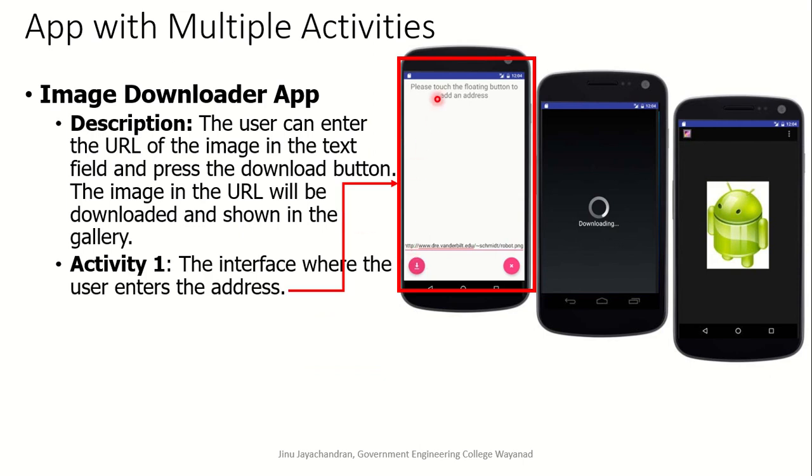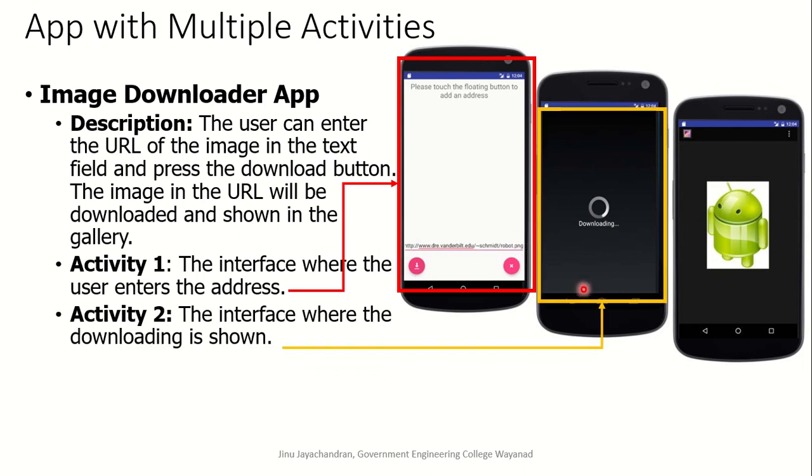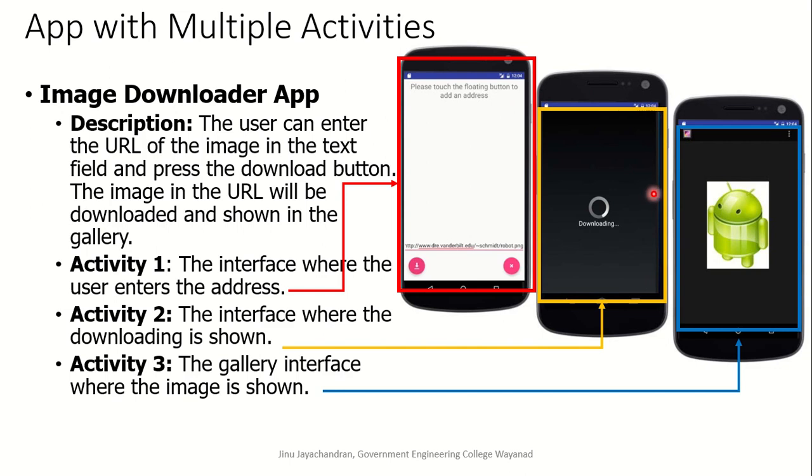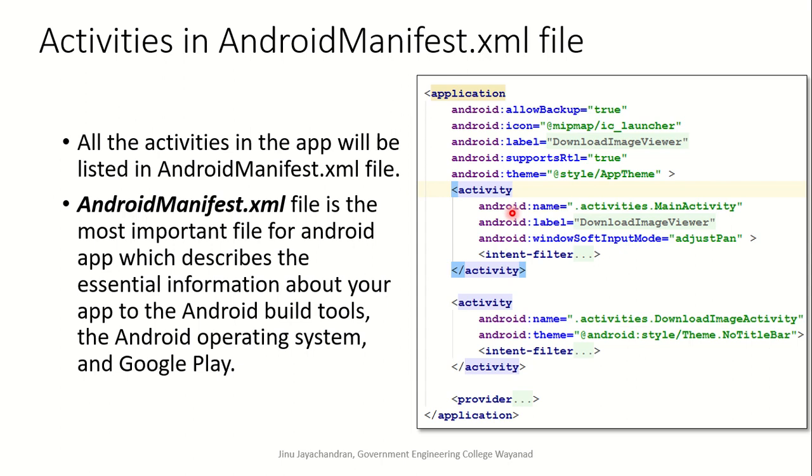So the first activity is the screen or the interface in which you are typing the URL for the image. The second activity is where it is showing that the image is being downloaded. And in the third activity, the application will open the gallery application, which will show the image. So these are three different activities.